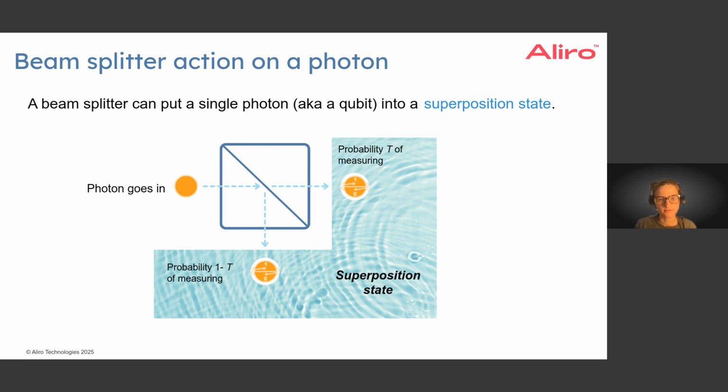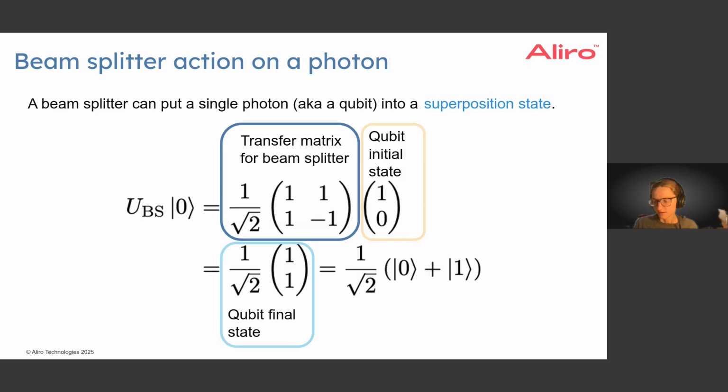So here, instead of interpreting the outcomes as some probability T of transmission, it's now the probability T of measuring that the photon has been transmitted. And instead of the probability 1 minus T of reflecting, this is the probability of 1 minus T of measuring that this photon has been reflected. We can still use these transfer matrices to describe what happens to these photons, which can be thought of as qubits, when they enter into beam splitters.